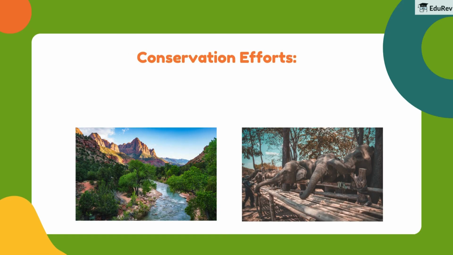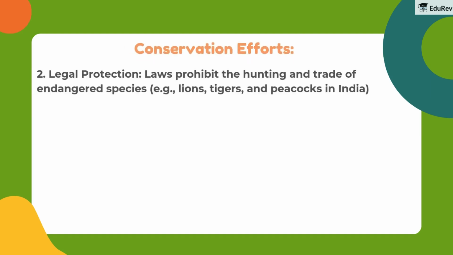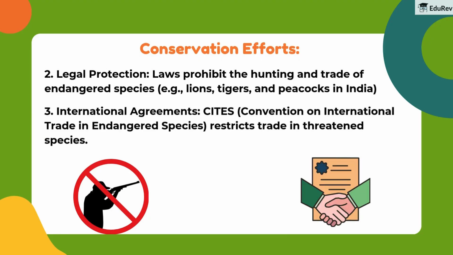Conservation efforts include protected areas: national parks, wildlife sanctuaries, and biosphere reserves safeguard natural habitats. Legal protection: laws prohibit the hunting and trade of endangered species, such as lions, tigers, and peacocks in India. International agreements: CITES, the Convention on International Trade in Endangered Species, restricts trade in threatened species.